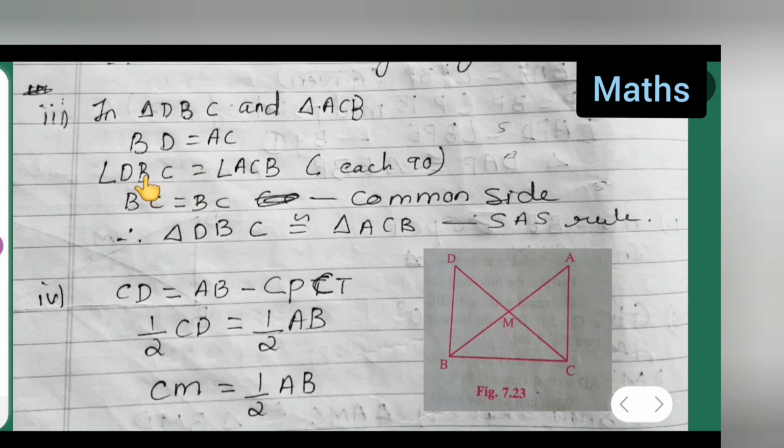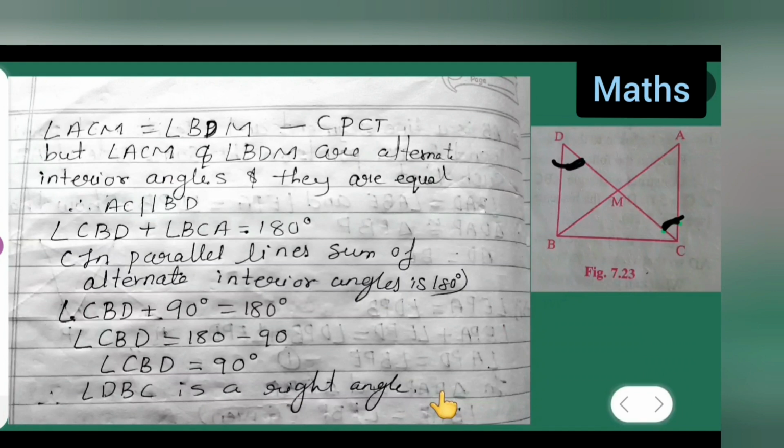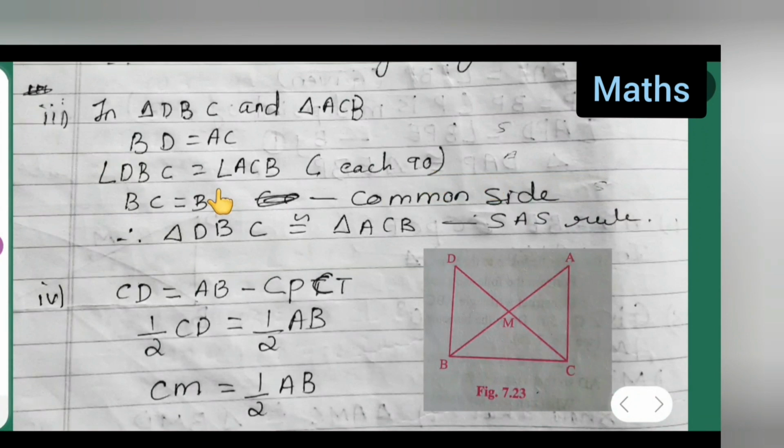And now we have taken angle DBC is equal to angle ACB, each 90 degrees, because here angle BCA is already given to be 90 degrees, and we already proved that DBC is a right angle. So both of the angles are 90 degrees. Because we proved that angle DBC is equal to angle ACB, 90 degrees. And the common side of both the triangles is what? BC is the common side here. BC is equal to BC. That is the common side.